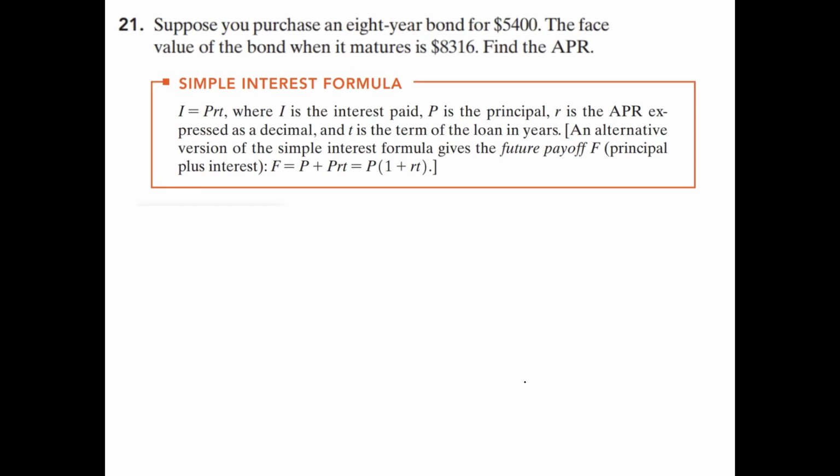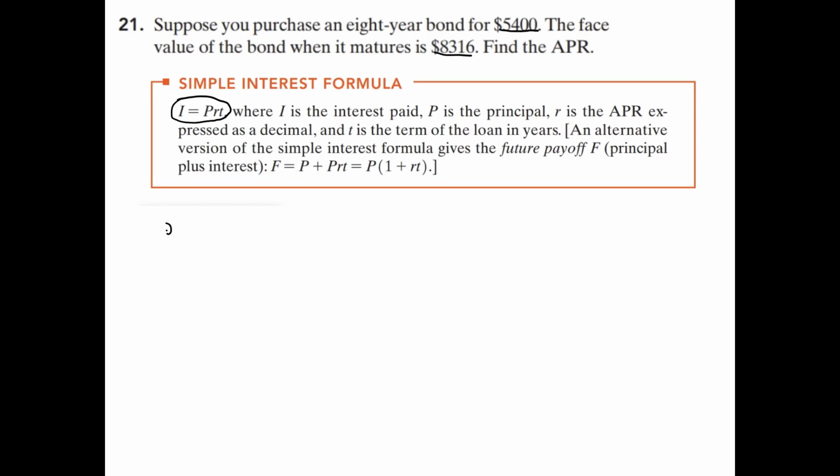Again, what we have to do is figure out how much interest we collected, right? If you bought something for $5,400 and its face value is $8,316, you're going to be given back $8,316. Then the difference is the interest, right?